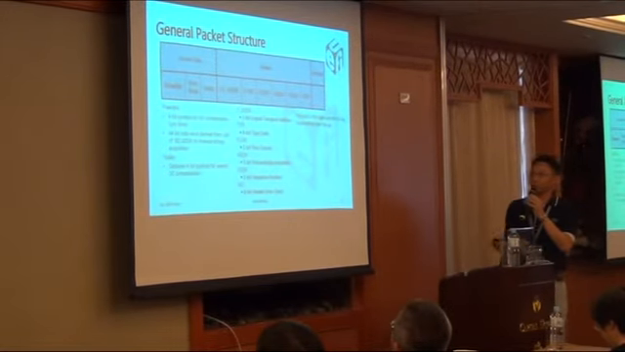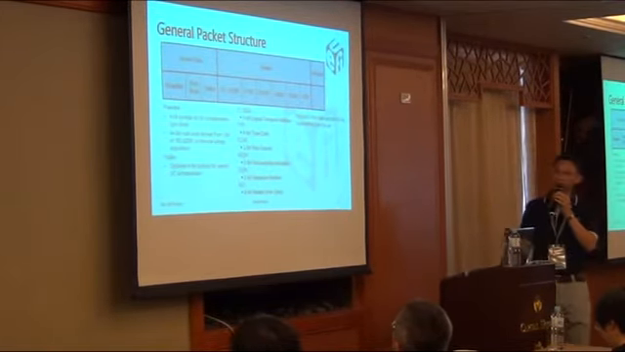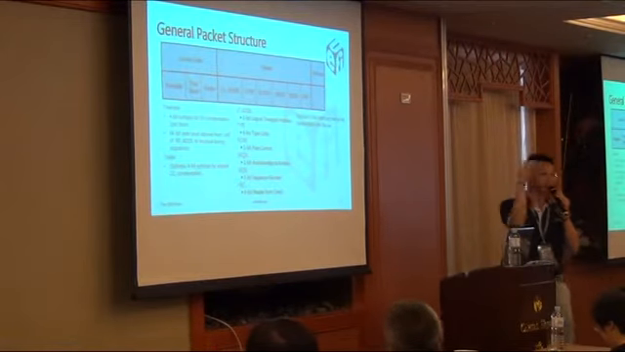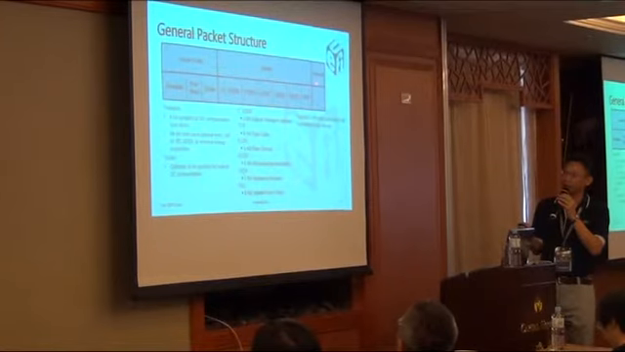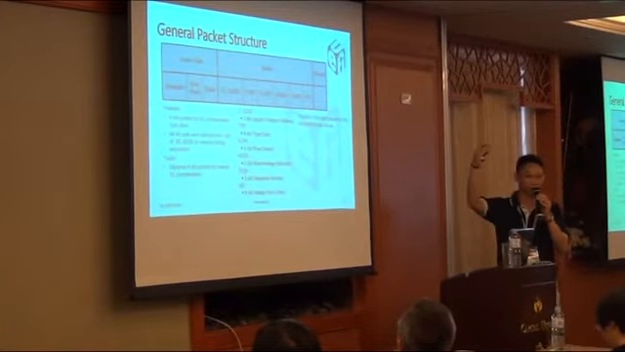This is the generic packet structure transferred in Bluetooth. First is the access code, then the header, then the payload. The data payload encapsulates the data from the higher layer.